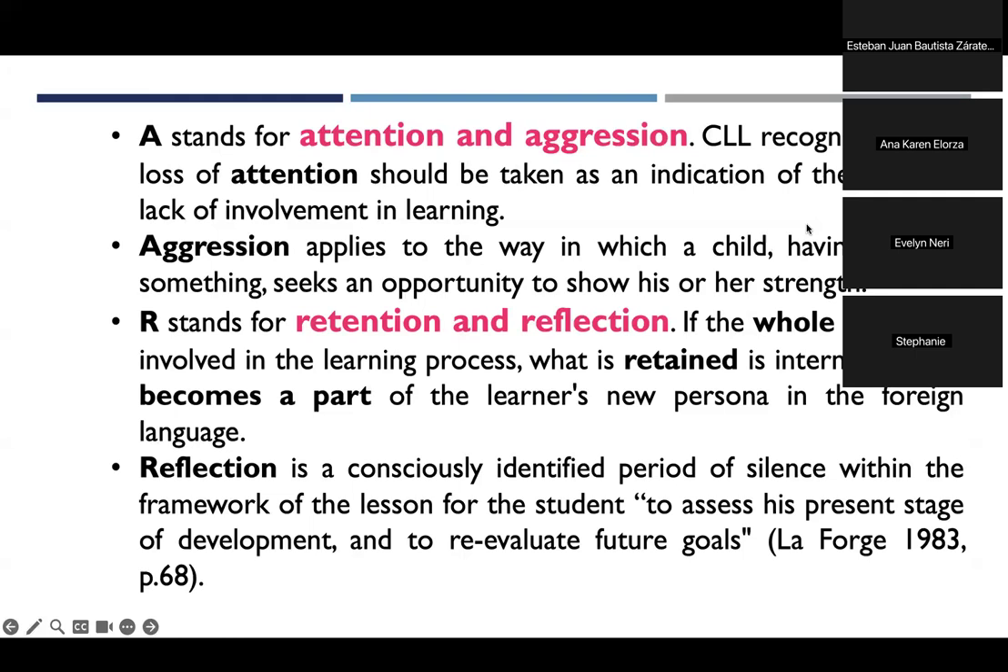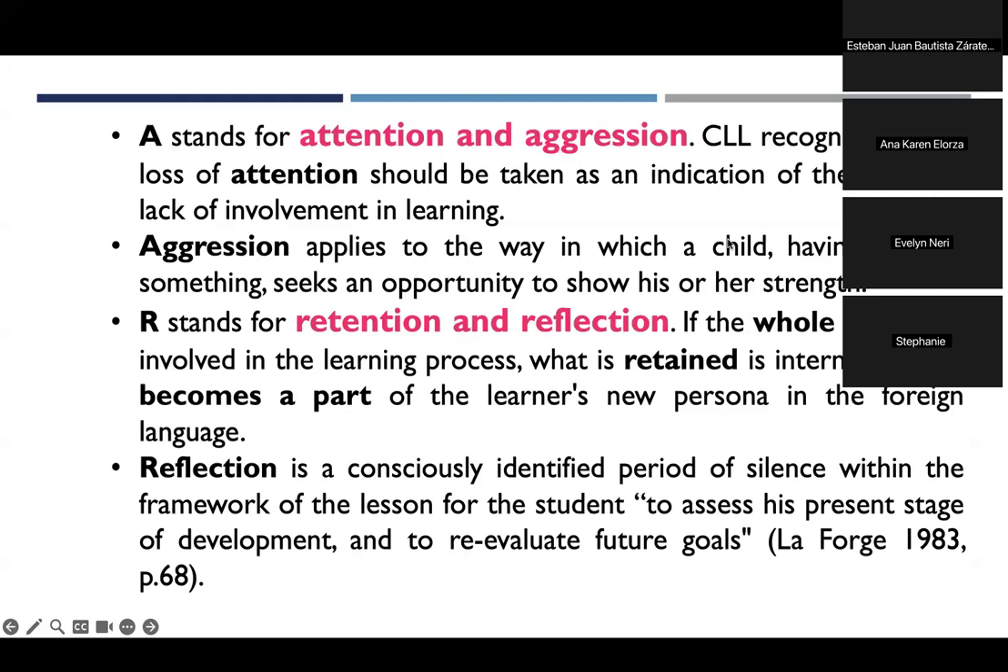And why do they become part of them? Not only because they were cognitively able to process information, but also because they enjoy the activities. That's the combination of the affective domain and the cognitive one. And then reflection is a consciously identified period of silence within the framework of the lesson for students to assess their present stage of development and to re-evaluate future goals, according to Laforge.